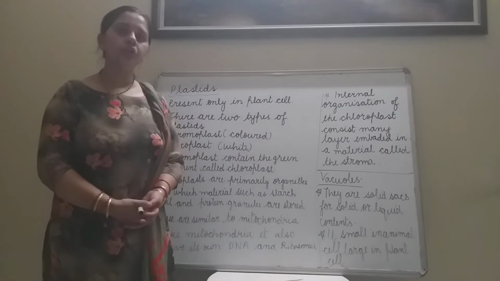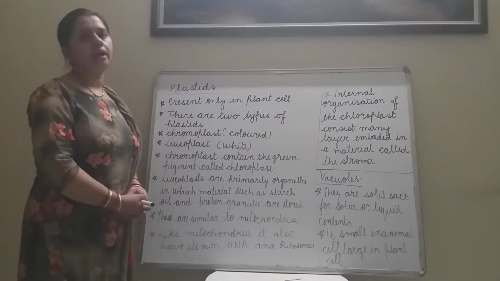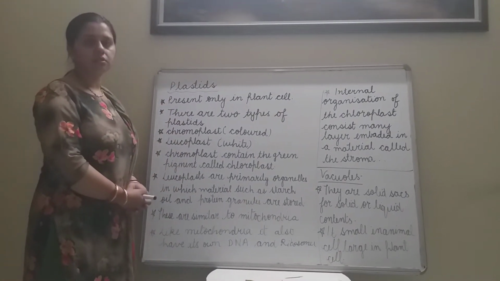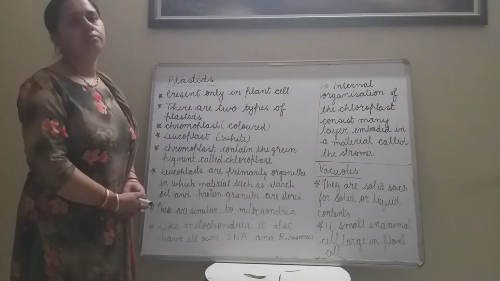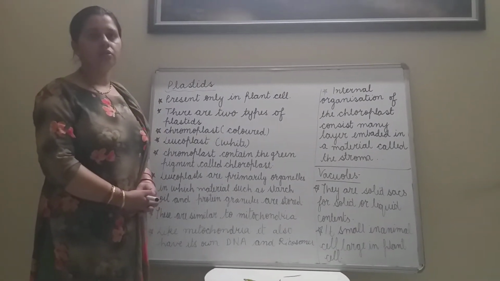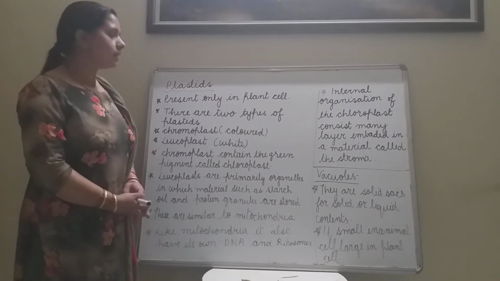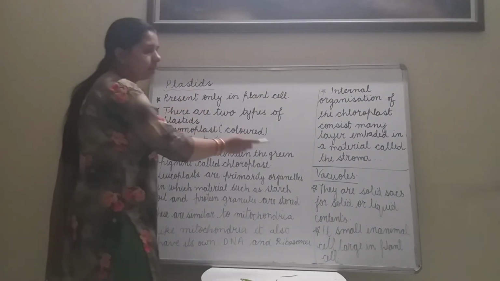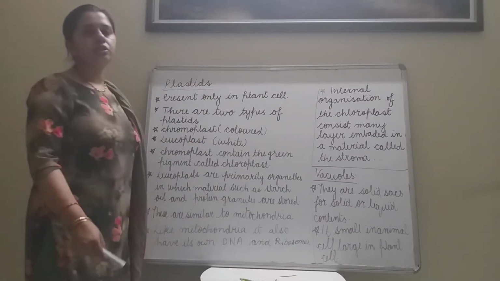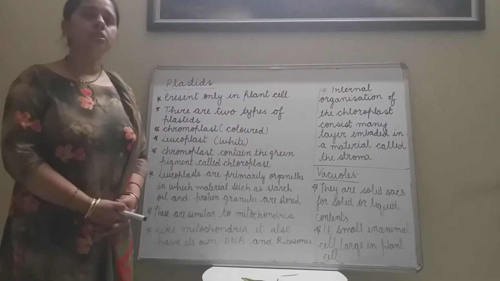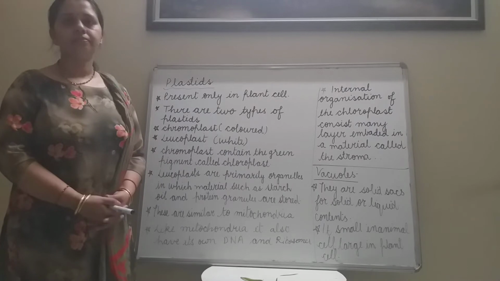Yesterday I told you about mitochondria and lysosomes. They were cell organelles. Now I am telling you about two more cell organelles, that are plastids and vacuoles. First of all, I am telling you about plastids.